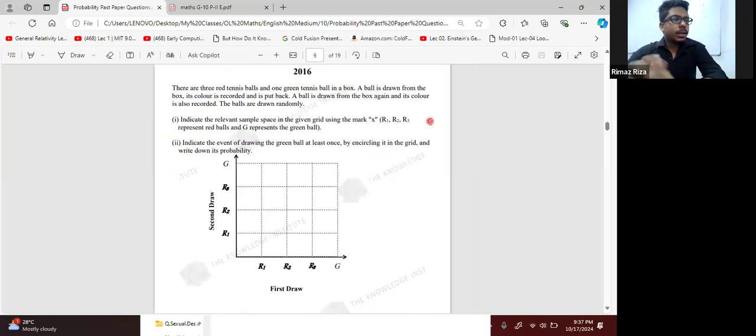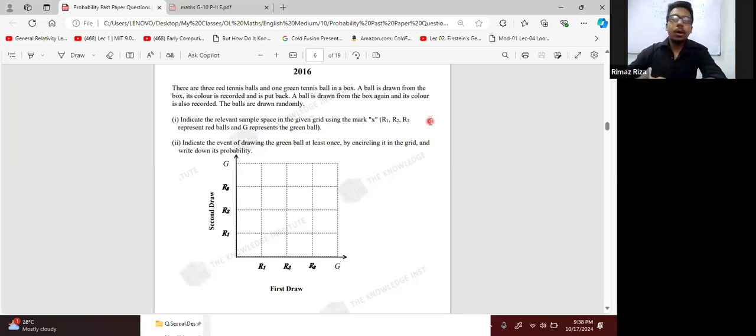Okay, so there are three red tennis balls and one green tennis ball in a box. A ball is drawn from the box, its color is recorded, and it's put back. So we replace the ball. A ball is drawn from the box again, and its color is also recorded. The balls are drawn randomly. Okay. Roman number one, indicate the relevant sample space in the given grid using the marks X. R1, R2, R3 represent the red balls and G represents the green ball.